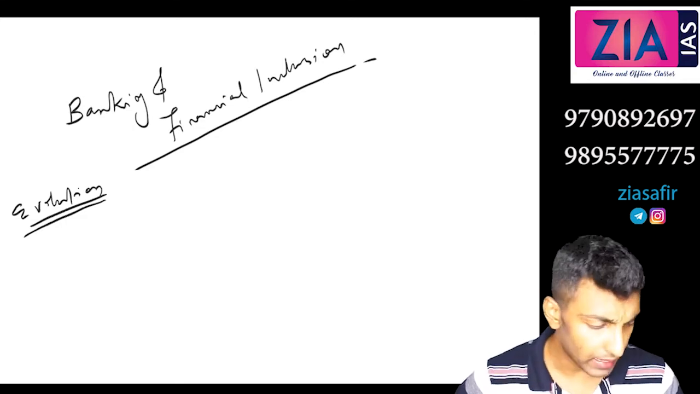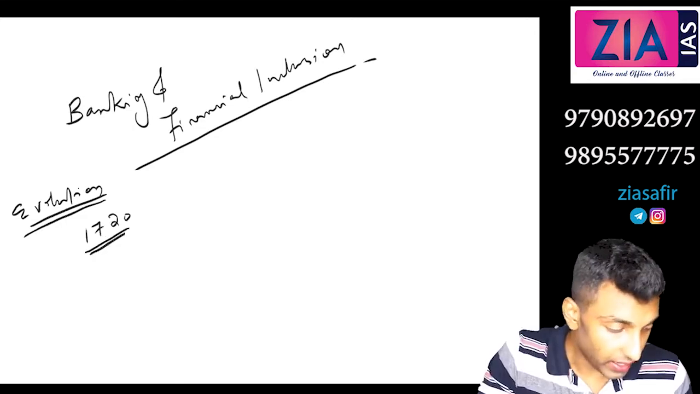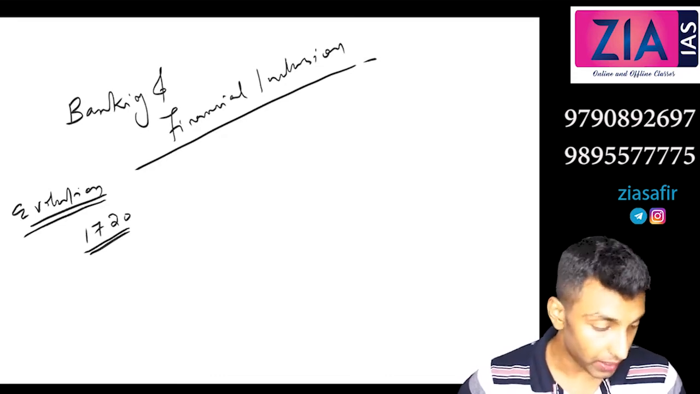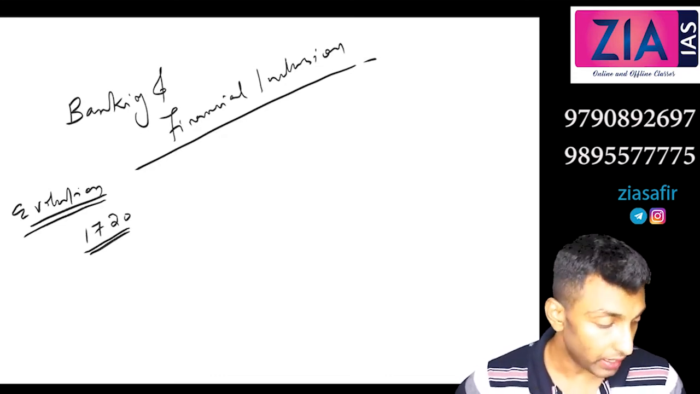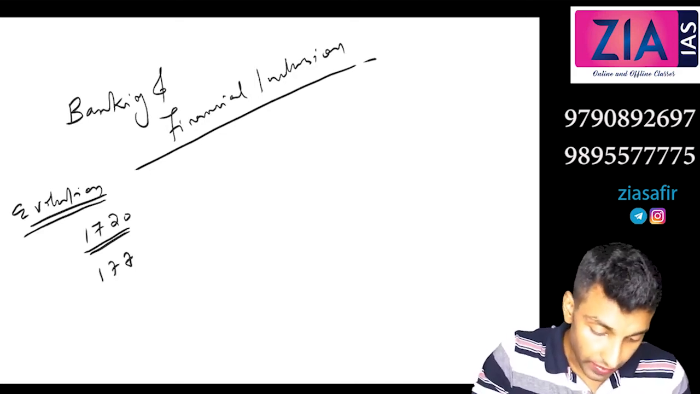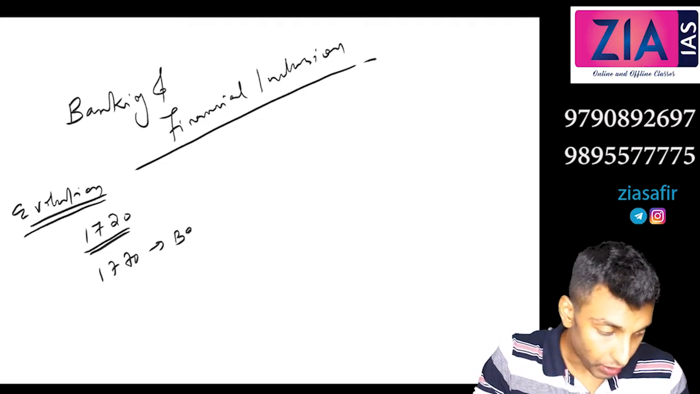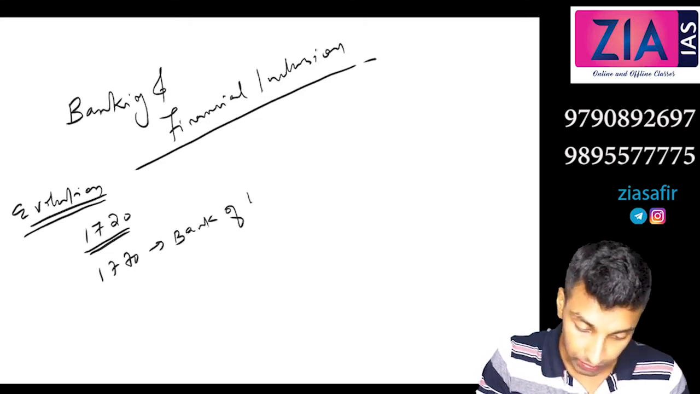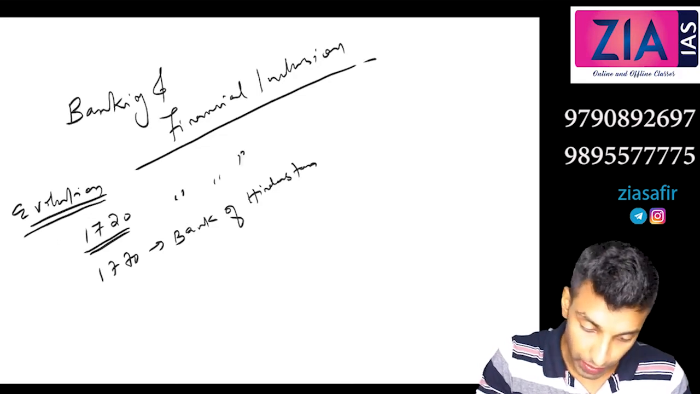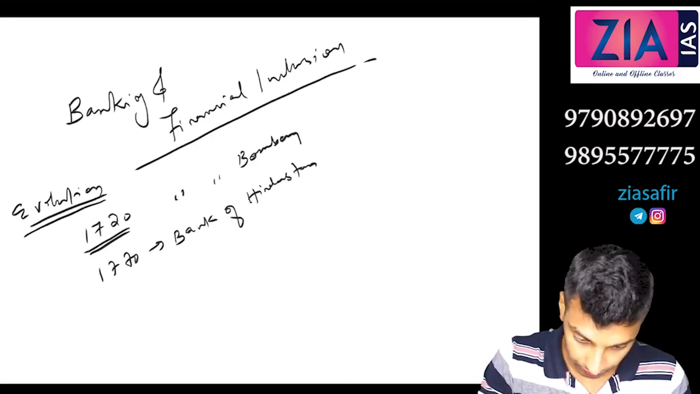What was the first bank established in India? In 1720, Bank of Bombay. The first bank established in India in 1720, Bank of Bombay. Then in 1770, Bank of Hindustan. This one was Bank of Bombay.